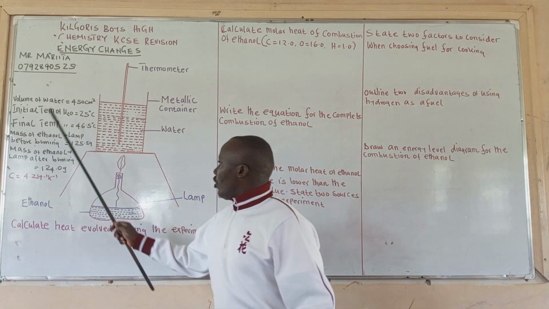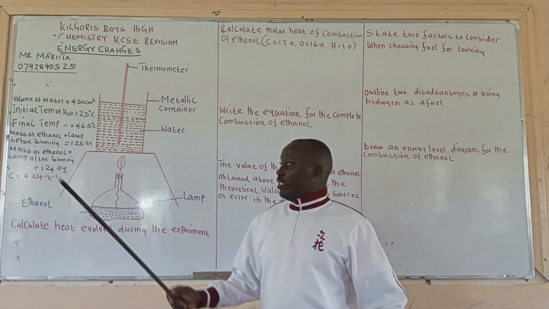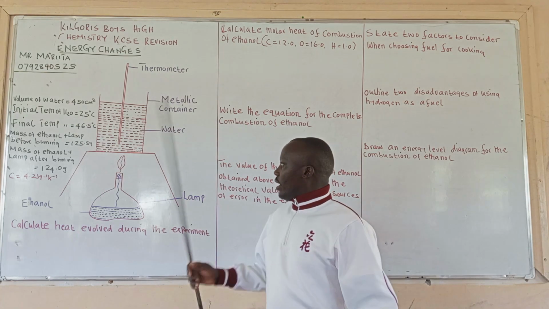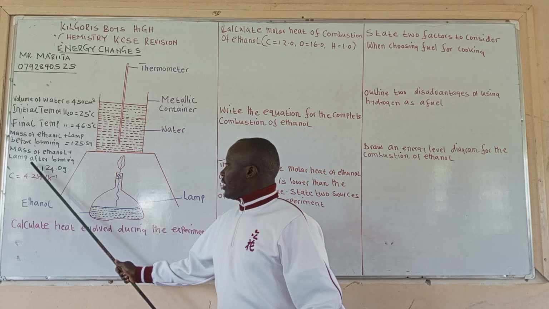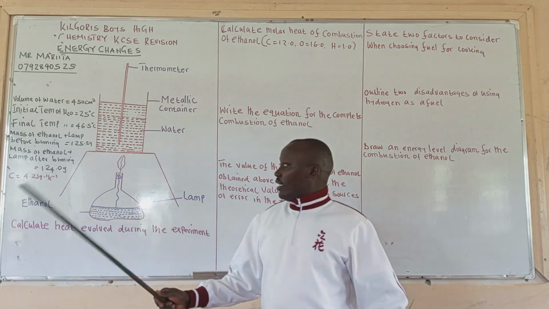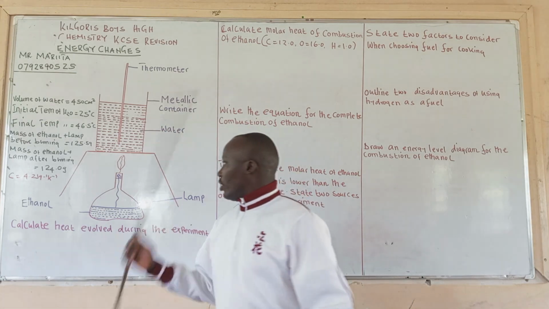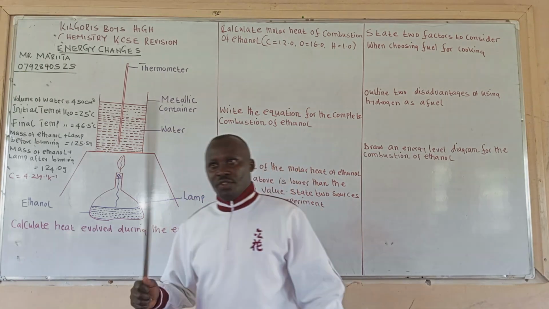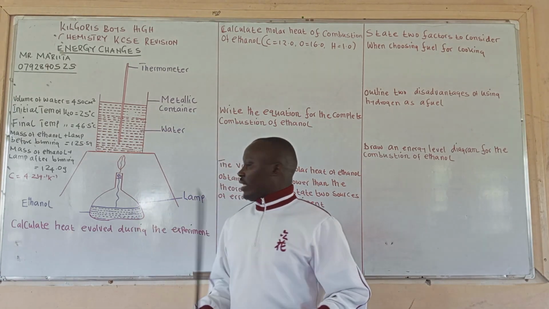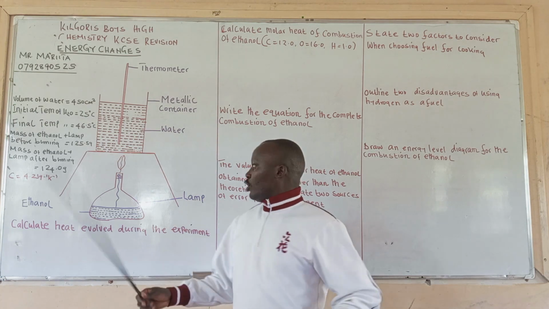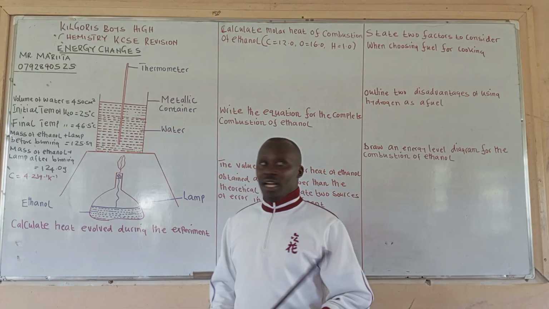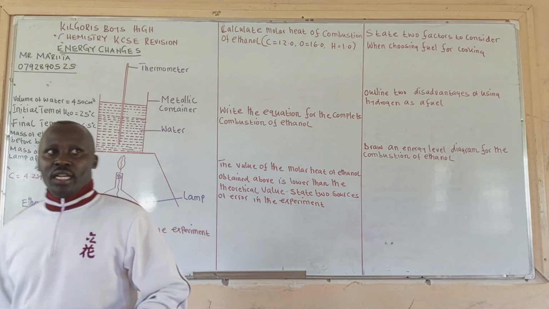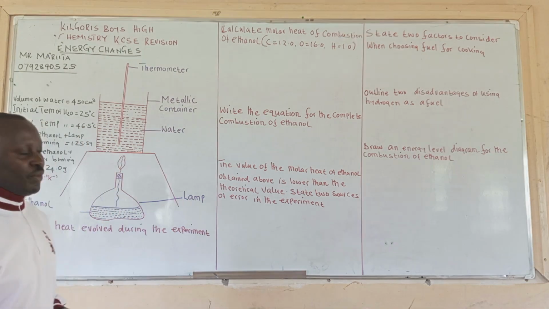Then we have the mass of ethanol plus the lamp before burning, which is equivalent to 125.5 grams. The mass of ethanol plus the lamp after burning is equivalent to 124.0 grams. So the mass of ethanol has reduced from 125.5 grams to 124.0 grams. And also we have been given the specific heat capacity from here. So we are supposed to do some calculations here and then we draw some energy diagrams.